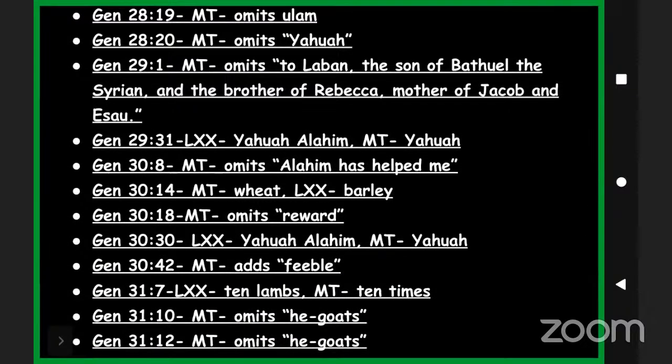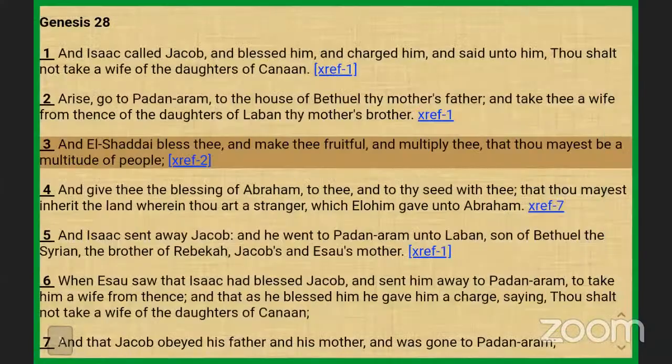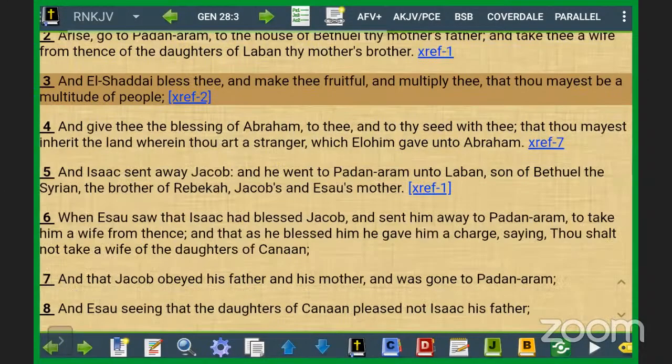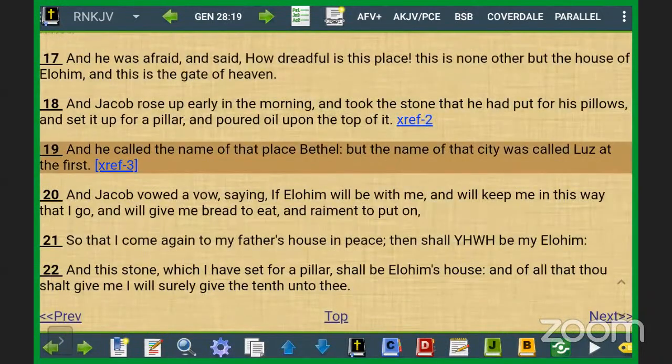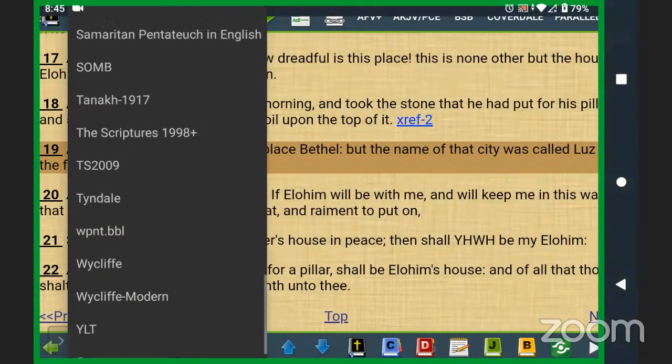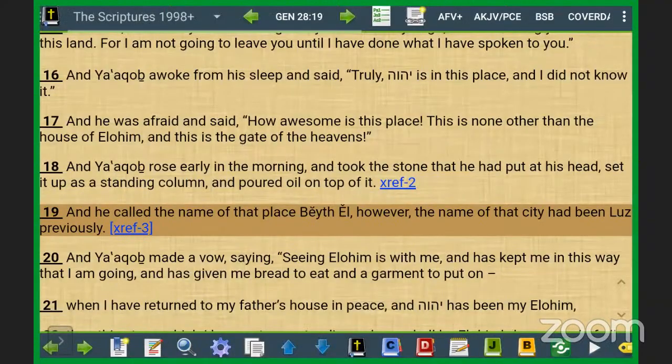Genesis 28, verse 19, the Masoretic text omits Ulam. So Ulam is a place as well, if I'm not mistaken. So we're going to go to Genesis 28:19. "And he called the name of that place Bethel, but the name of that city was called Luz at the first." So that's what the Masoretic says there. By the way, the translation doesn't really matter. You could use a JPS Tanakh or ISR. It will say the same thing.